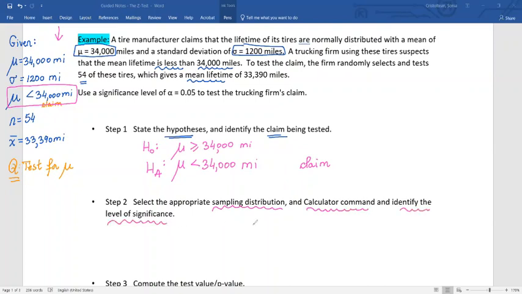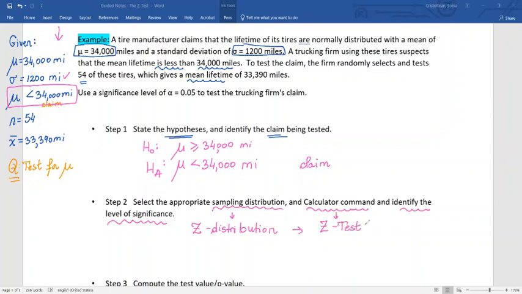If you are required to do it with a formula to find these values, you will do it with the formulas. For our class, we will focus on using the calculator, okay? Because we are testing the mean and sigma is known, the sampling distribution is actually the Z distribution, or the standard normal distribution. So we have to write this down, the Z distribution, because if we know this, then we know right away which calculator command to use, which will be the Z test.